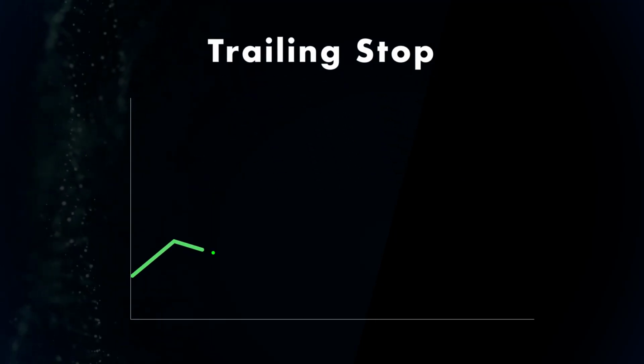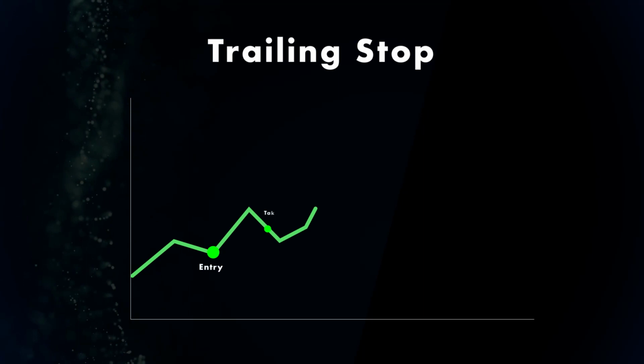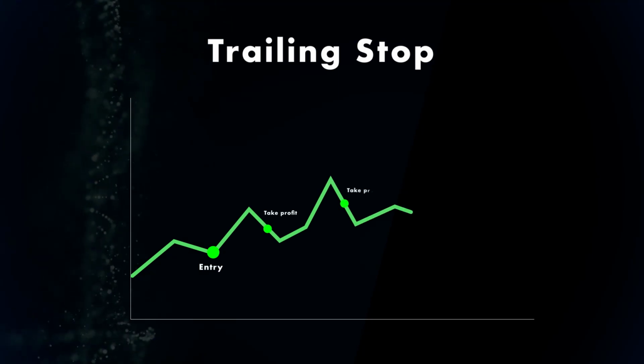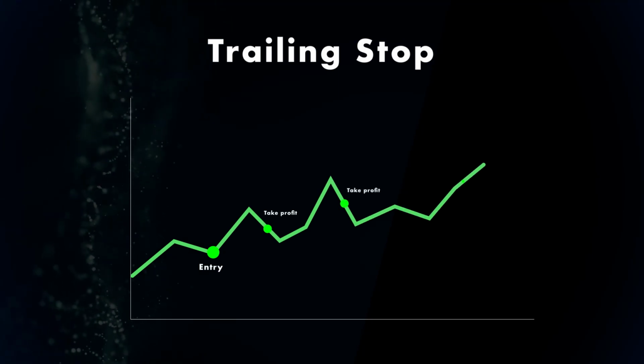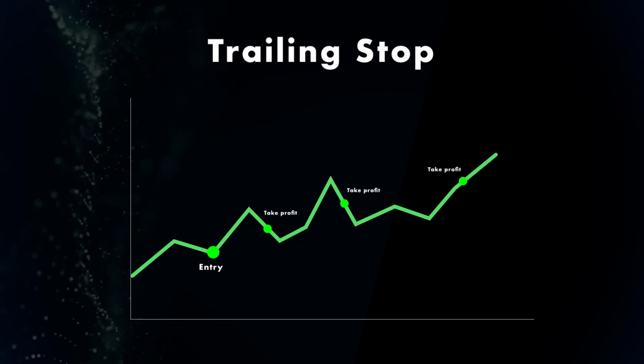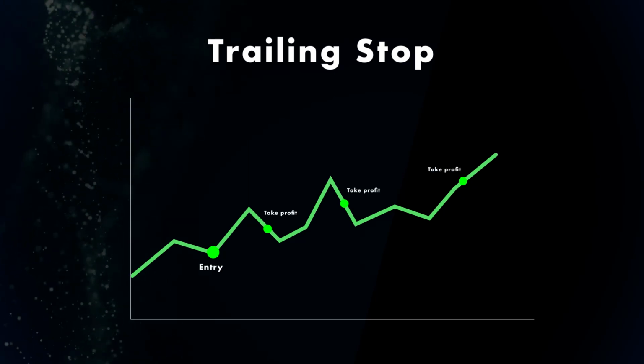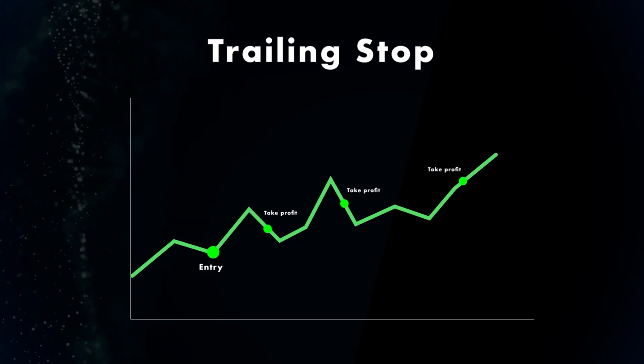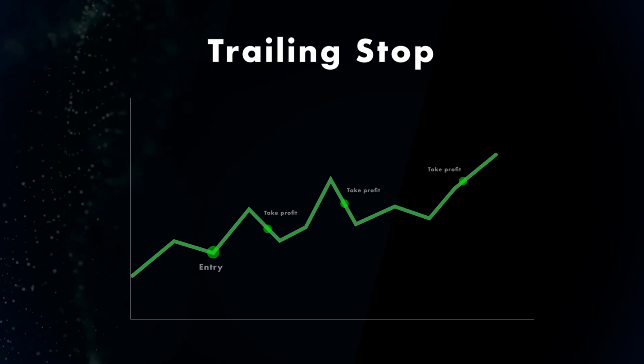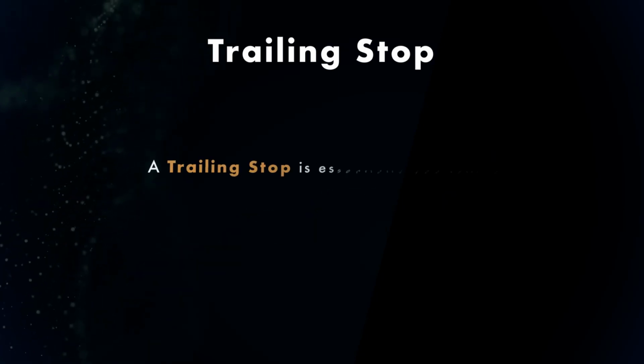Number 4, trailing stop. When a trade is going well, we want to lock in those profits along the way. This can easily be done by manually adjusting the stop loss as a new support level is formed. However, we can't be at the screens 24/7, and sometimes it's nice to automate the process for peace of mind. This is where a trailing stop comes in.